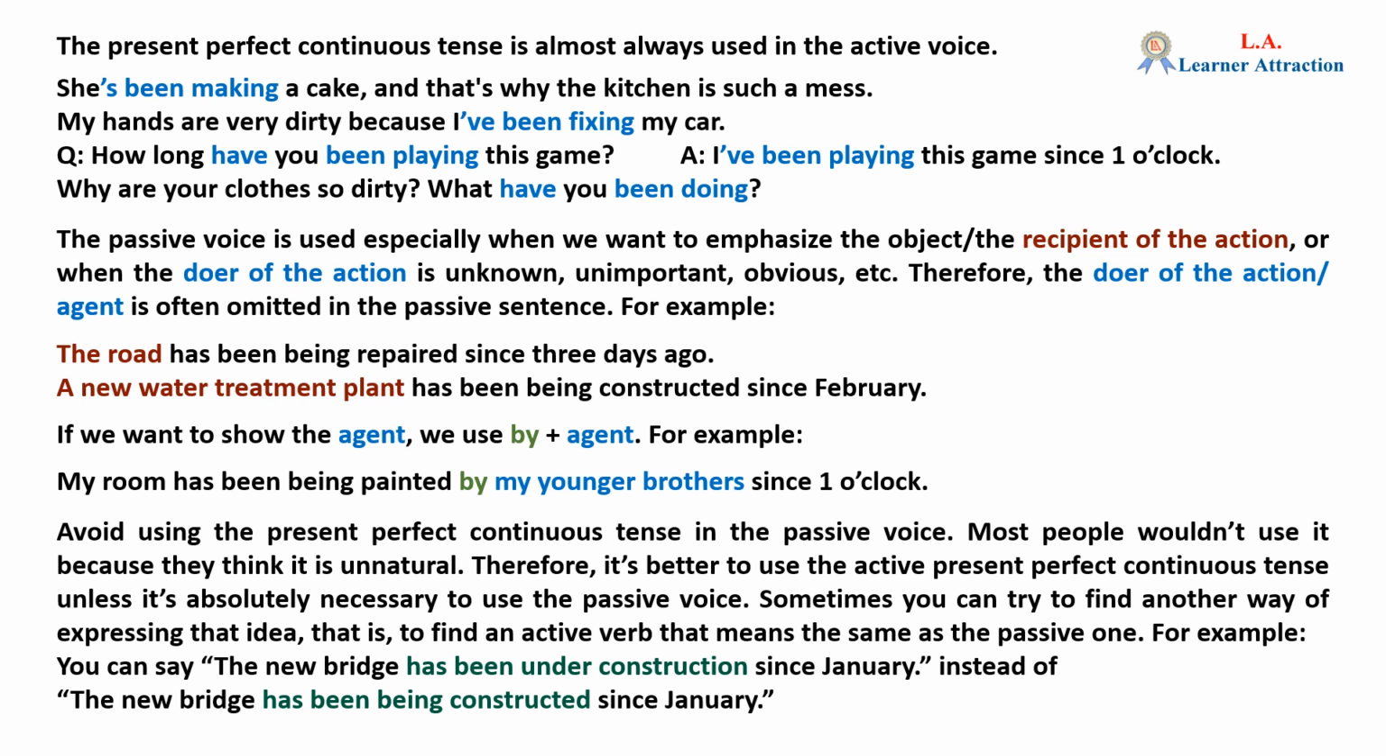Sometimes you can try to find another way of expressing that idea, that is, to find an active verb that means the same as the passive one. For example, you can say, the new bridge has been under construction since January, instead of, the new bridge has been being constructed since January. Although these two sentences are different, that is, one is in the present perfect tense in the active voice, the other in the present perfect continuous tense in the passive voice, they mean the same thing.